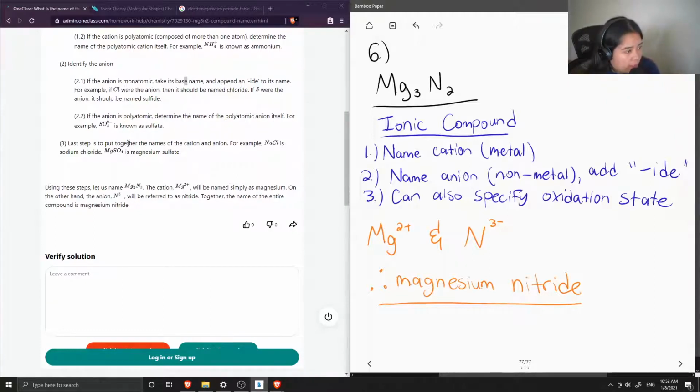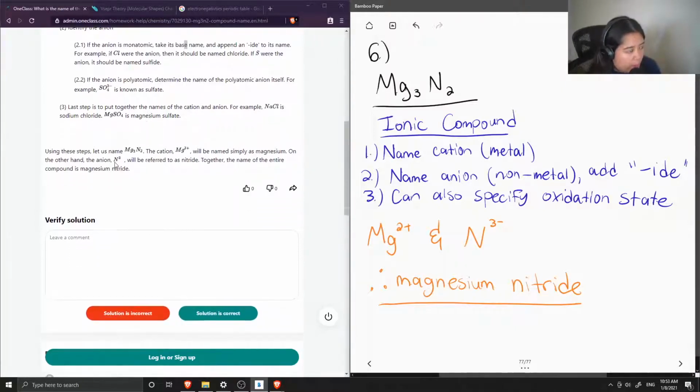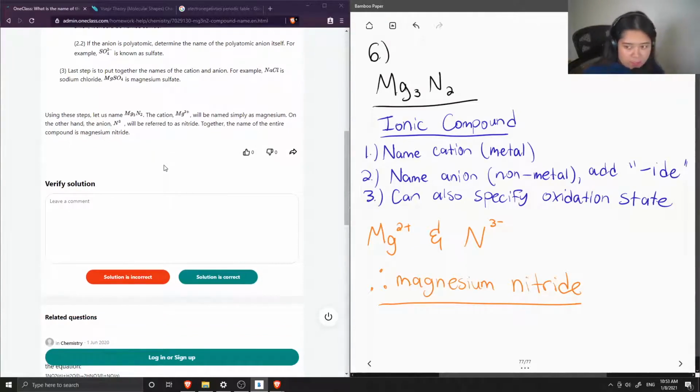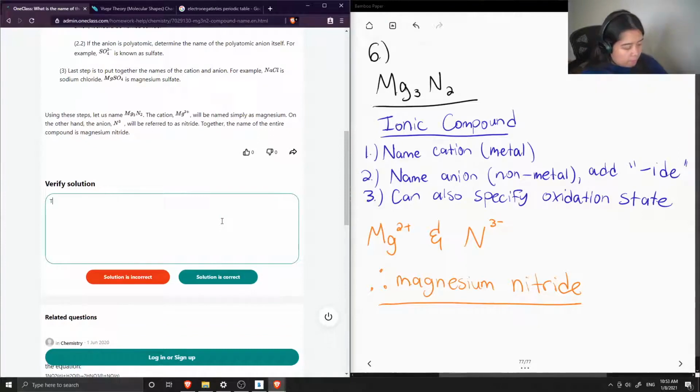Last step is to put together the names of the cation and the anion. So for example, NaCl, sodium chloride, and MgSO4, magnesium sulfate. Using these steps, the cation will simply be named as magnesium. The anion will be referred to as nitride. Together, the name of the entire compound is magnesium nitride. Okay, so this solution is correct.